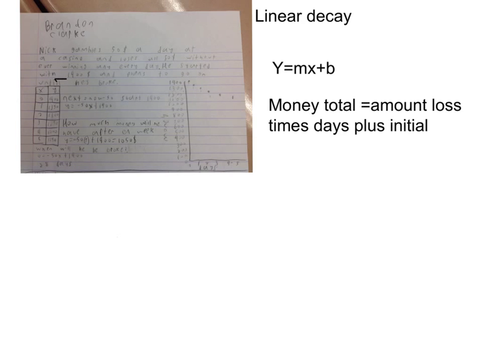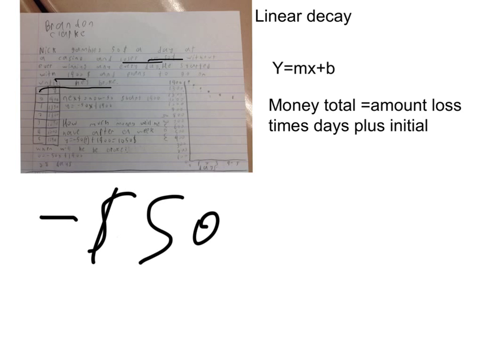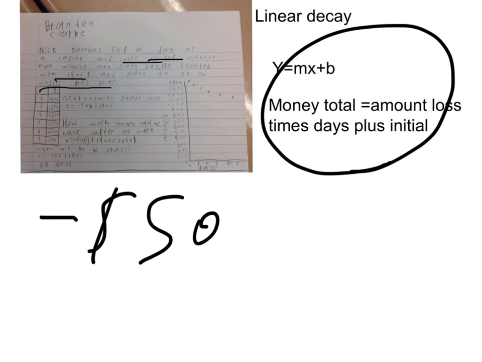Nick has $1,400, loses $50 a day, and plans to go on until he's broke. The table shows him losing $50 a day and continuing on. The table shows the rule y equals mx plus b, and also the now-next rule, next equals now minus 50, still at 1,400. The two problems model how to find input and output.